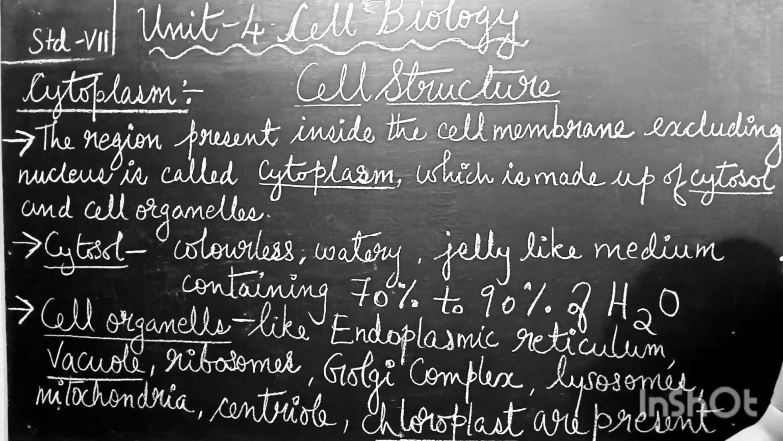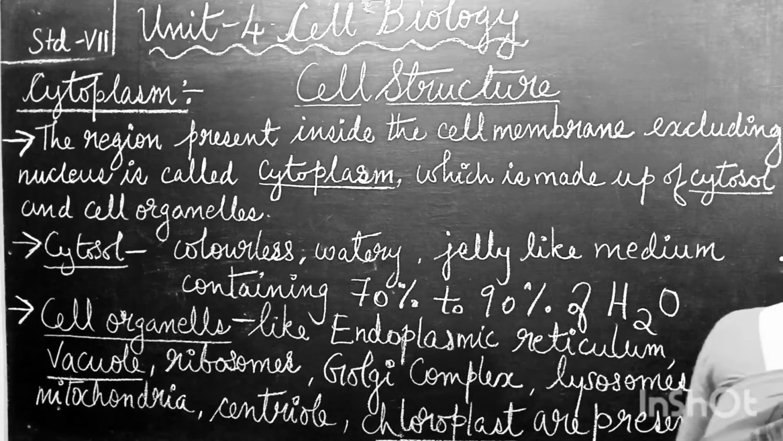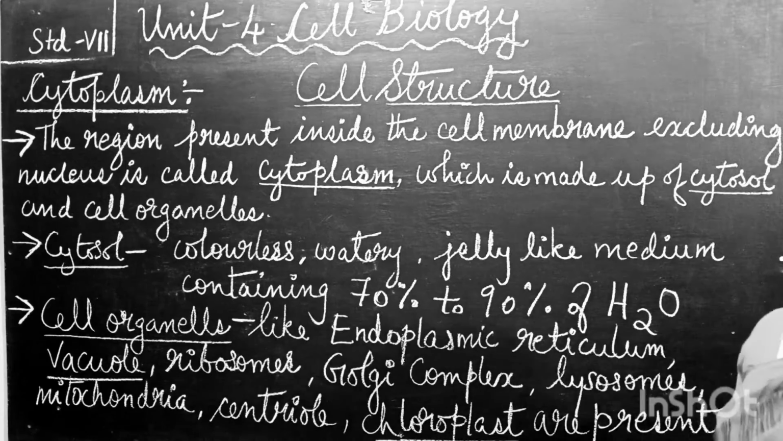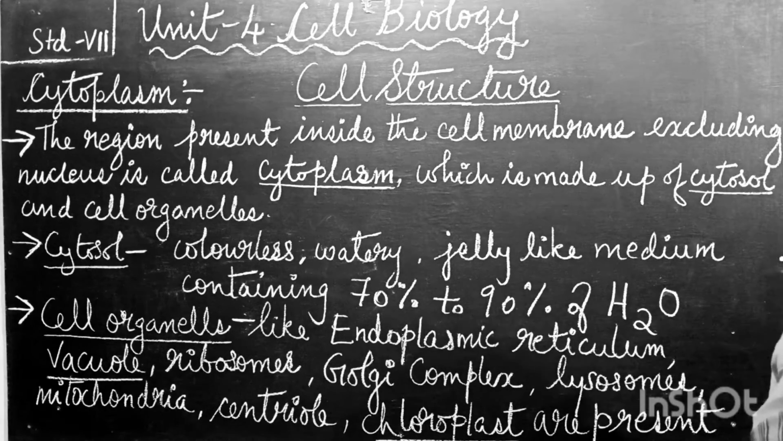Because of the presence of chloroplast, which contains the green color pigment called chlorophyll, the green color is provided to the plants.